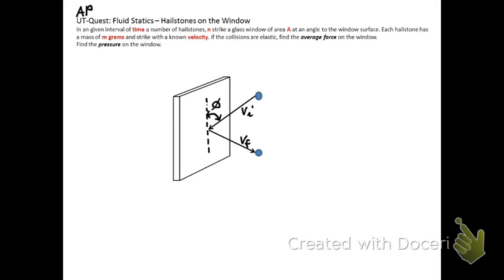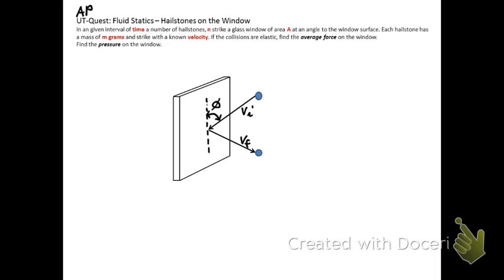Okay, this is AP Physics, UT Quest problem in fluid statics. Hailstones on the window. And this is actually going to be a very hinge pin problem to us in AP Physics for understanding how pressure is developed from the collision of objects. In this case, it's hailstones, but soon in our next unit, instead of hailstones, it's going to be molecules. But the principles are exactly the same.